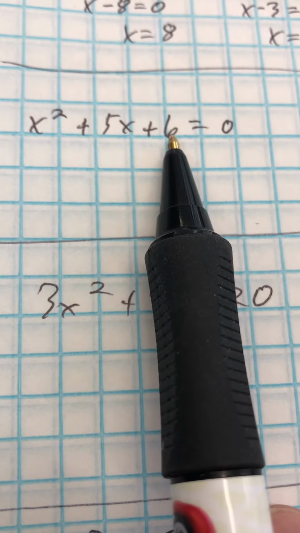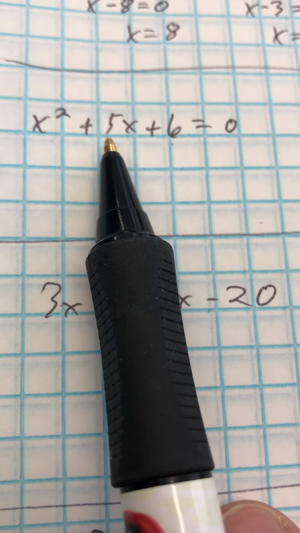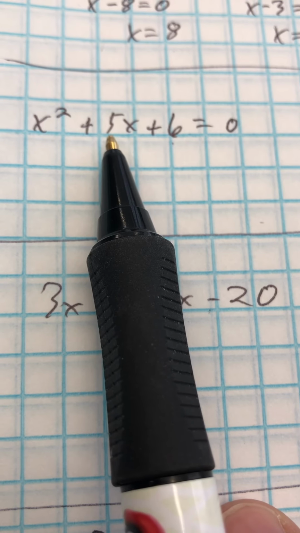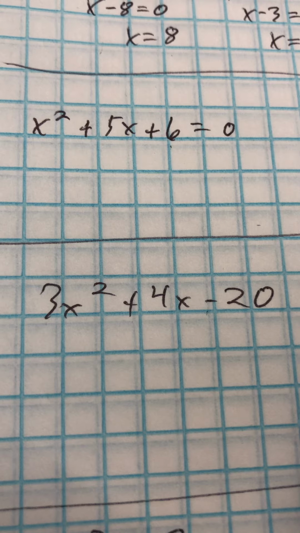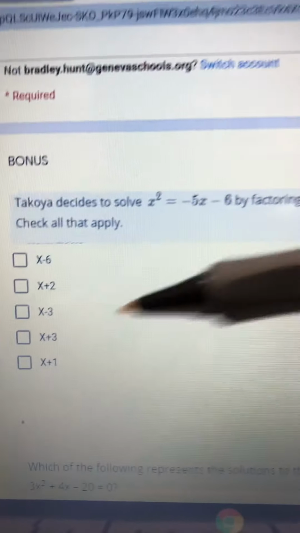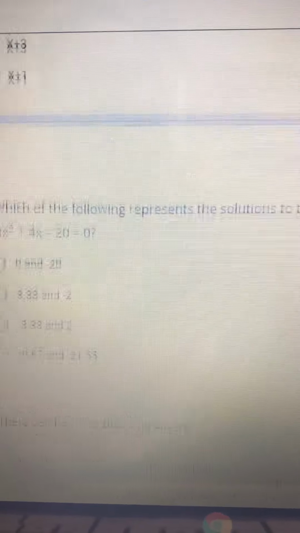And then you're going to want to think of what two numbers you can multiply to get 6, and when you add them together, you get 5. Okay, so those are going to be your factors, and you're going to be checking all that apply, and this one does allow you to check more than one.